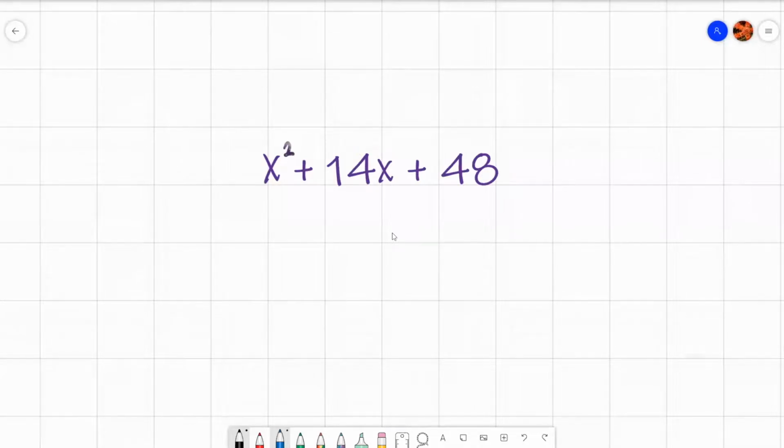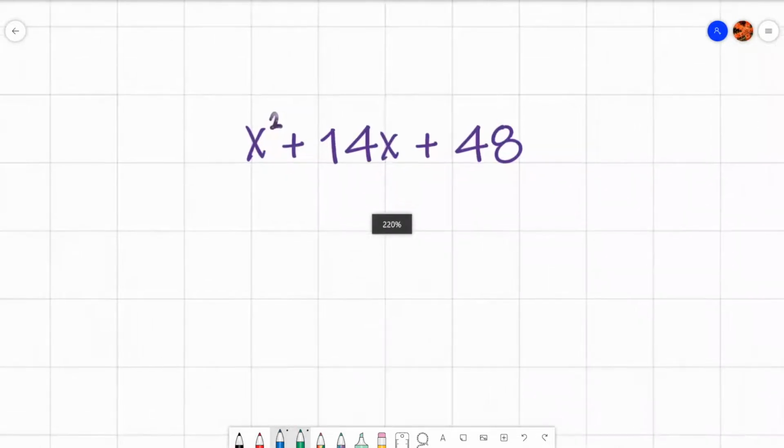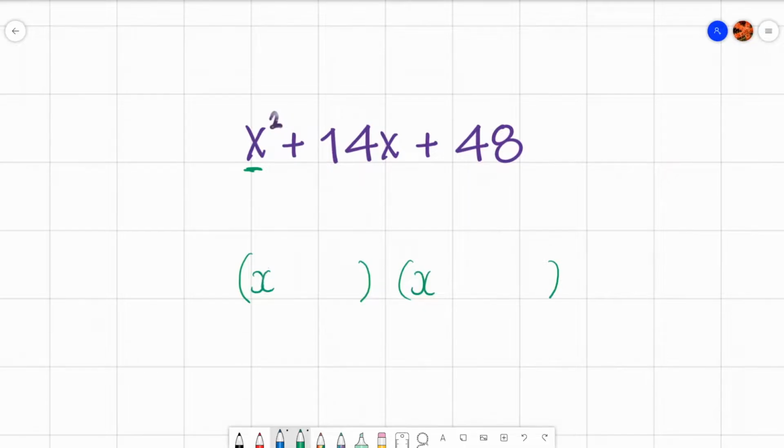Because it's a quadratic equation, we will have two brackets. So we have a bracket here and a bracket there. Now, we know that x times x will give me x squared. Okay, so we've dealt with the x squared. Now we need to deal with the 14x and the 48.